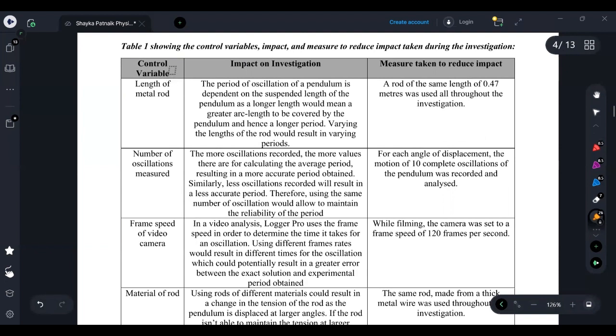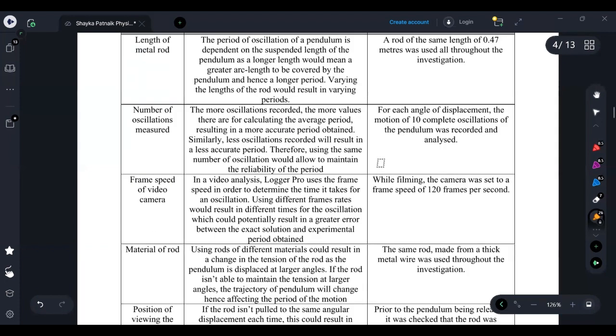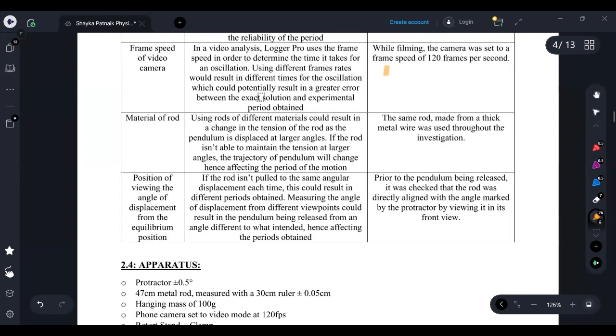When you're writing in your paragraph, you definitely want to talk about your control variable, how it would impact your investigation if it was changing, and what you did to reduce that impact. And once you talk about your control variables, it's a pretty nice segue to your methodology.